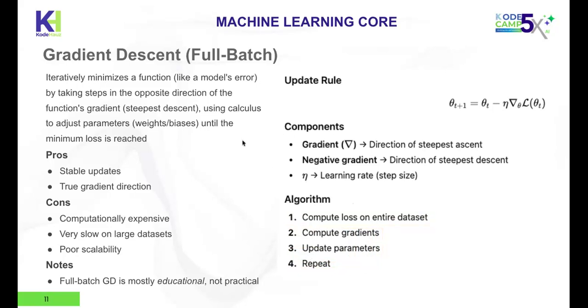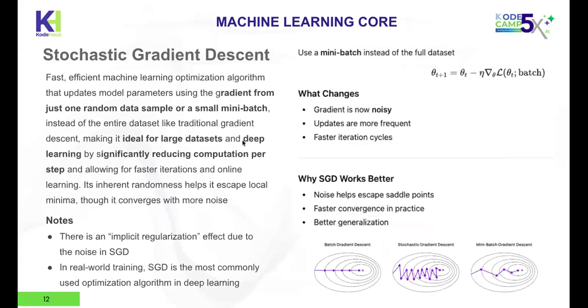So that's gradient descent. The next one is stochastic gradient descent. In stochastic gradient descent, what we now do is we take a single random data sample. We also have what we call mini batch gradient descent, which has now kind of been subsumed under stochastic gradient descent.